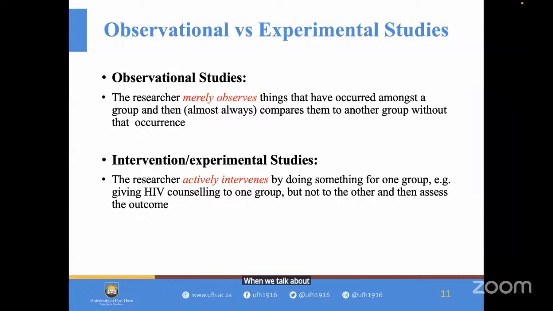When we talk about observational study, from the word observe, the researcher merely observes things that occur naturally, and he can do almost nothing to intervene. And then he compares what has occurred versus what has not occurred. That is what observational is all about. I will buttress this in my next slide. And when we talk about intervention study, the researcher actively intervenes, as the name implies, intervention or experimental study, by doing something for one group and not doing it for the other group, and comparing what is going to improve, or if nothing has improved at all.